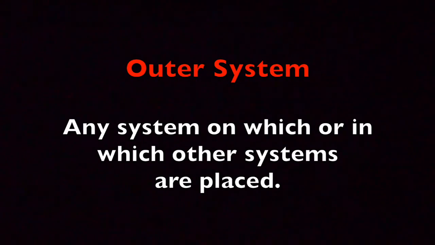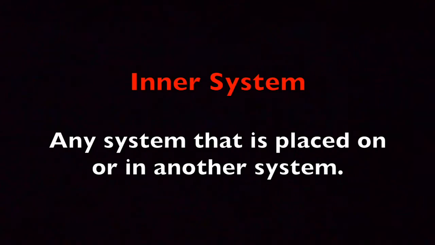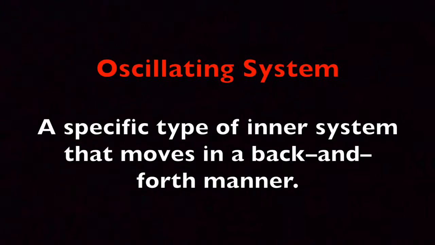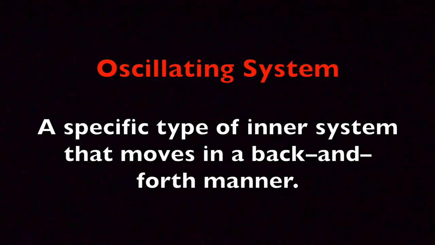It serves as a reference against which we can measure things, like the location of the bus or how far the man has walked. Anything placed on or in another system is called an inner system. Since we place the bus on the street, the bus is an inner system. Notice that when we place the man on the street, he is also an inner system. To avoid name confusion, we will describe the man by his behavior, which I mentioned earlier is to move back and forth between the 2 ends of the bus or inner system. So we'll refer to the man as an oscillating system.